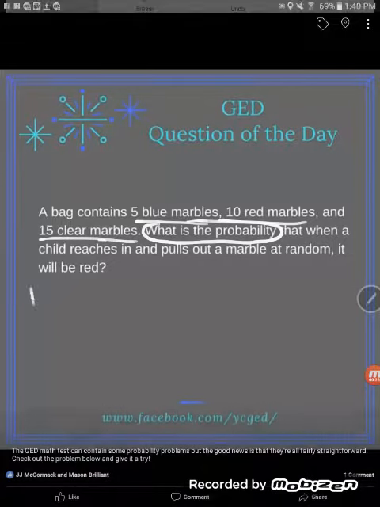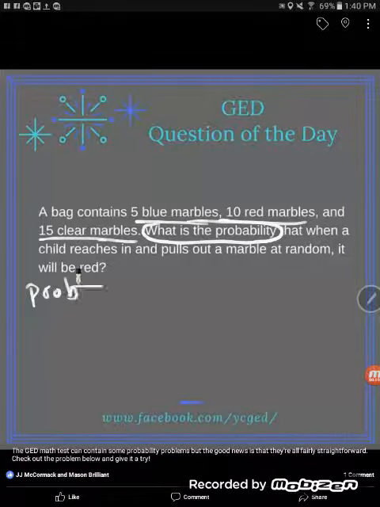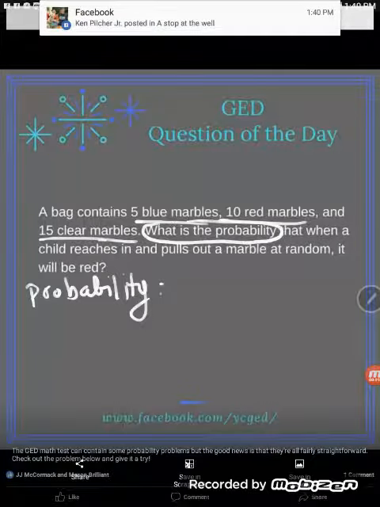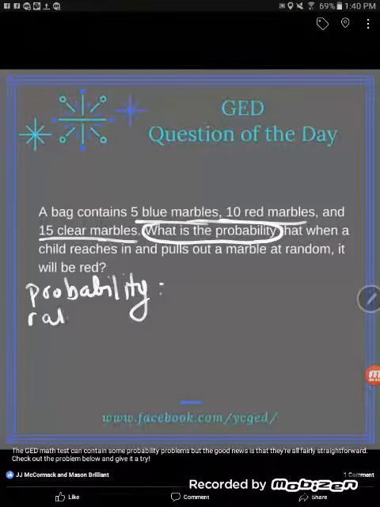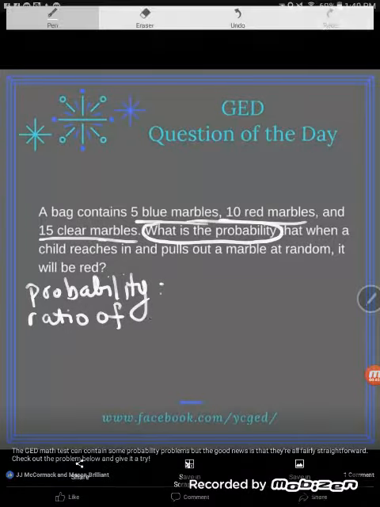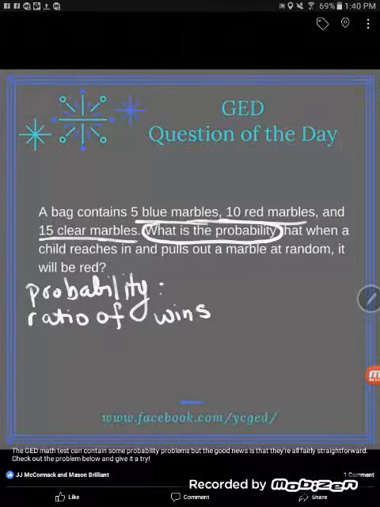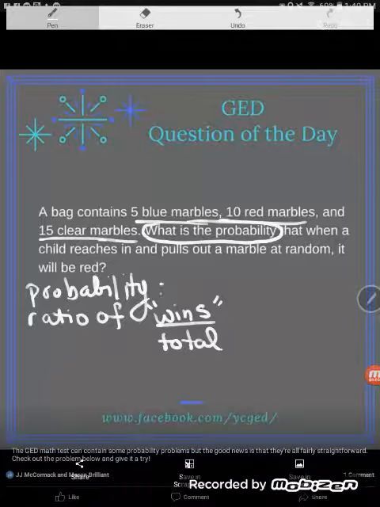So the first thing you need to know about probability is that it can be expressed a number of ways, but probably the easiest and most straightforward way to express probability is as a fraction. Probability is basically the ratio of, I'm going to use this word "wins," and don't worry, I'll explain myself. "Wins" to total. Wins to total, a ratio. So basically what I'm going to do is make a fraction.